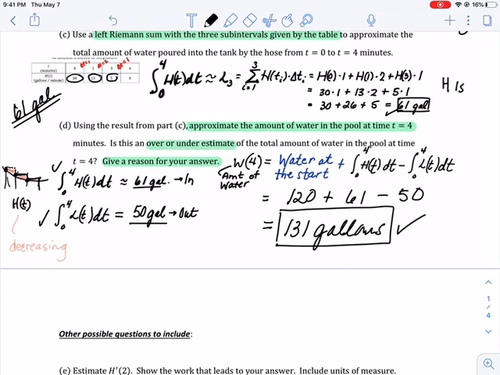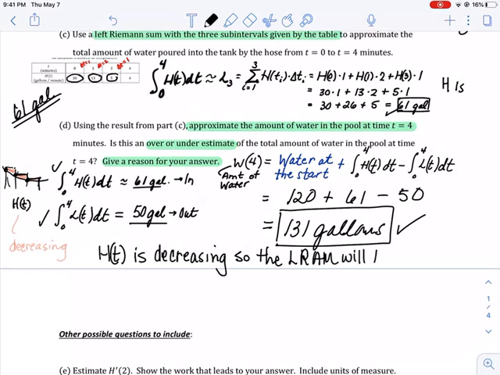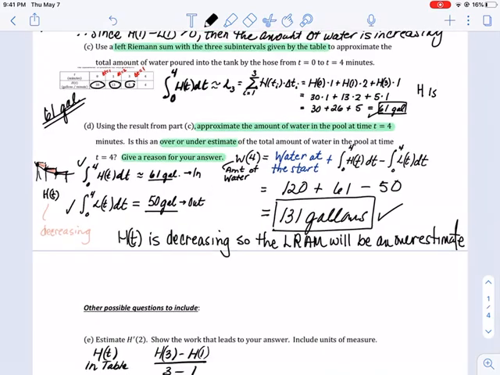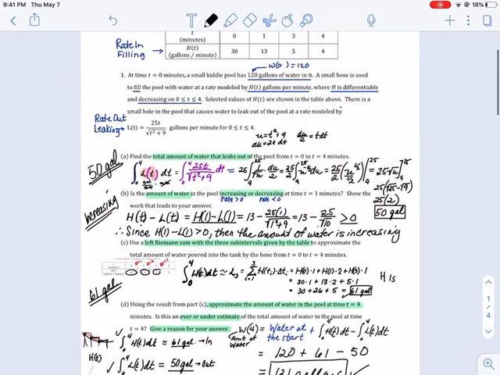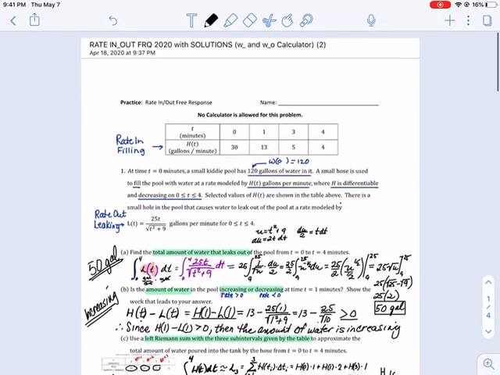that's all we have to say for our answer: look, h of t is decreasing. So the left Riemann approximation method will be an overestimate. Can I fit it in there? Okay. All right. So this is one problem, and we'll continue our work with this one problem with rate in, rate out, but this will be enough for the first video.